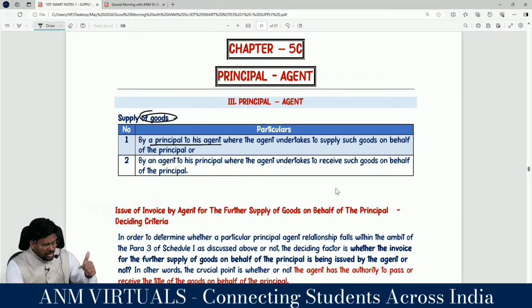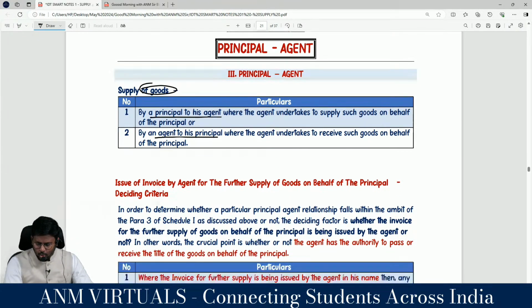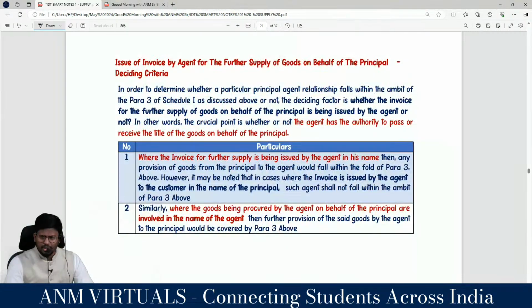அப்ப பிரின்சிபல் ஏஜென்ட்க்கு goods அனுப்புறாரு, ஏஜென்ட் சொல்றாரு உங்களுக்காக நான் சப்ளை பண்றேன், ஒத்துக்கறியா? Or by an agent to his principal, where the agent undertakes to receive such goods on behalf of the principal. சார் அப்ப ஏஜென்ட் பர்ச்சேஸ் பண்ணி ஏஜென்ட் யாருக்கு அனுப்புறாரு? பிரின்சிபலுக்கு அனுப்புறாரு. சார் both will be tantamount to சப்ளை even though there is no consideration.